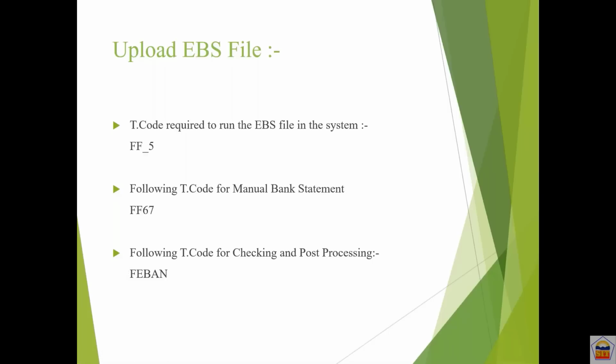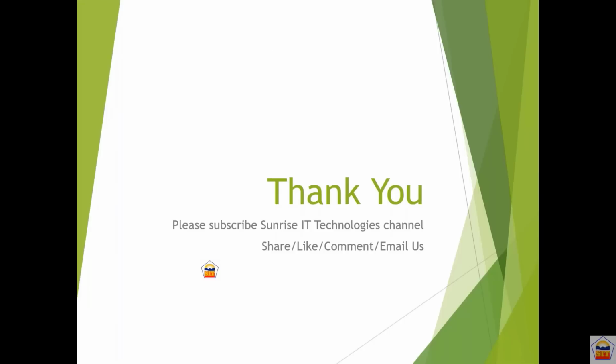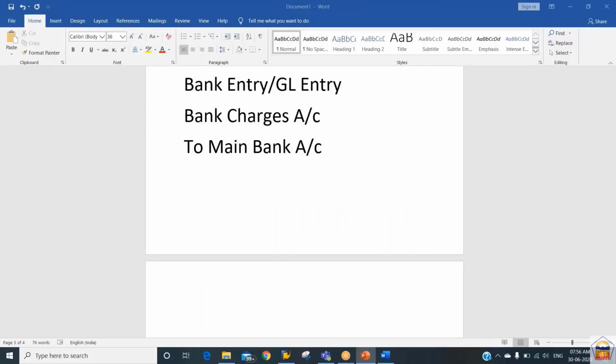Post processing means once you have uploaded your file and done the clearing, there are also transactions for which the system is not able to find the logic. In that case, you can go for post processing, and for that we have a transaction code provided by SAP. It is FEBN. So FEBN is the new transaction code. We also have FEBAN, which is the old transaction. So N stands for new. So this is all about the EBS. Now we'll go into the system and understand.